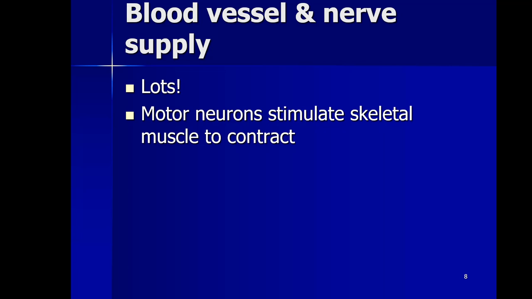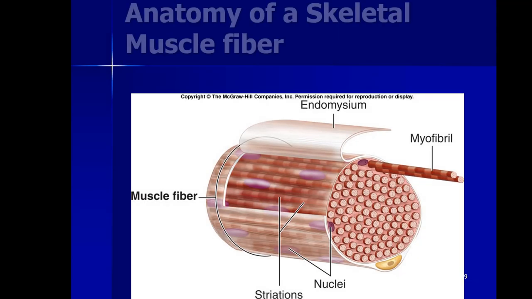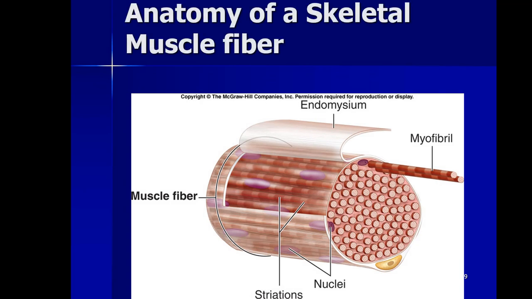But they stimulate skeletal muscle cells to contract. And we'll talk about that whole process in this lecture. All right, so if we go through the anatomy of a skeletal muscle cell or skeletal muscle fiber, it's very unique in what it looks like. It doesn't look like any other cell. So this is one muscle cell, one muscle fiber, one skeletal muscle fiber.